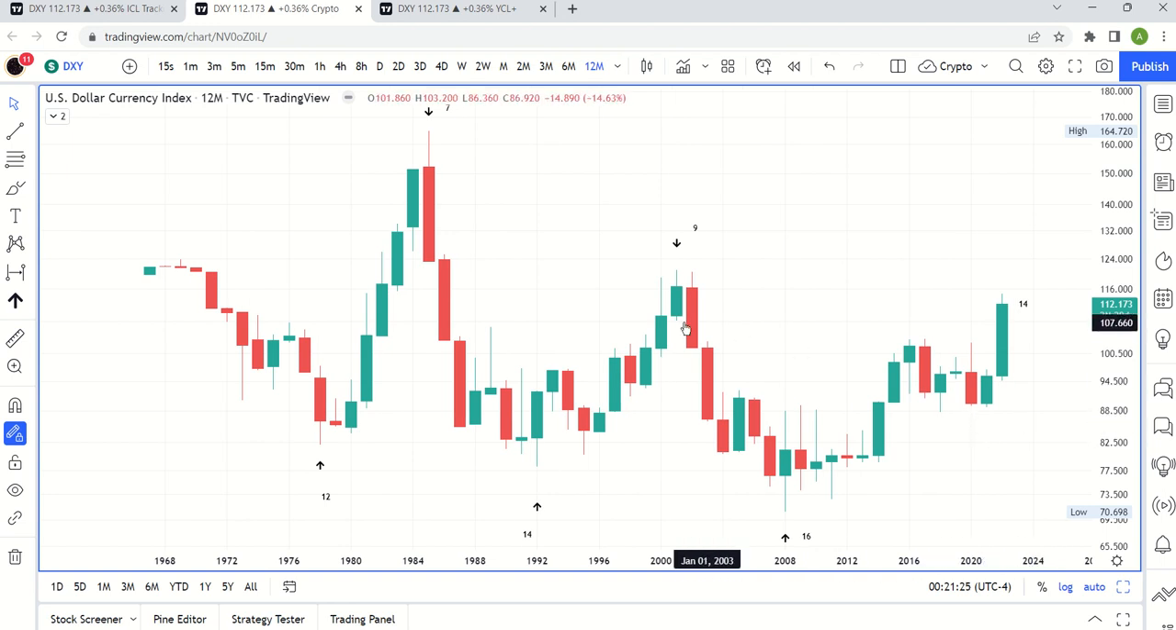And so we're going to use the Dixie as our example here. We're looking at the highest time frame you can really look at, which is yearly candles. So every candle here is an entire year of price action. This goes back to 1967, and cycles exist on all time frames, right?